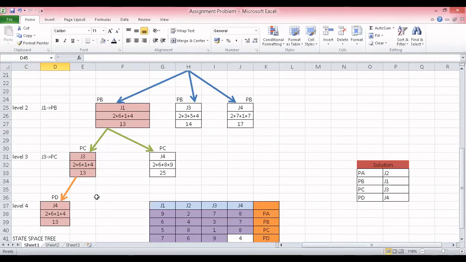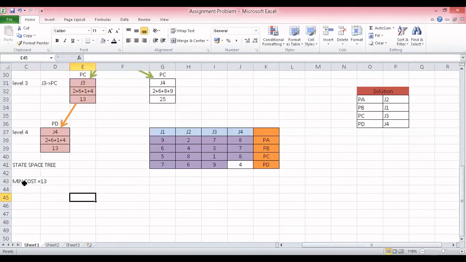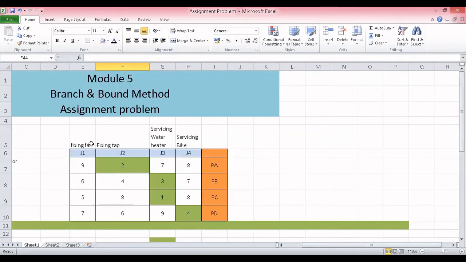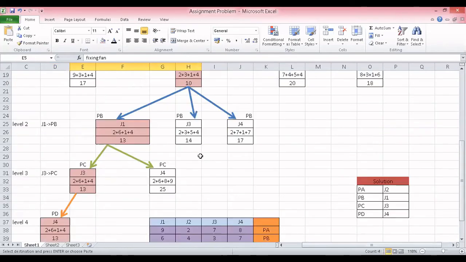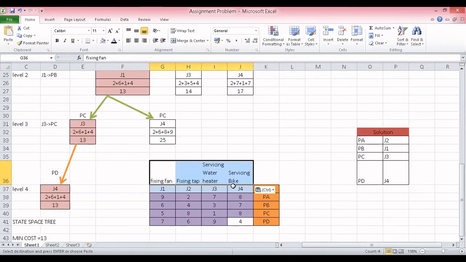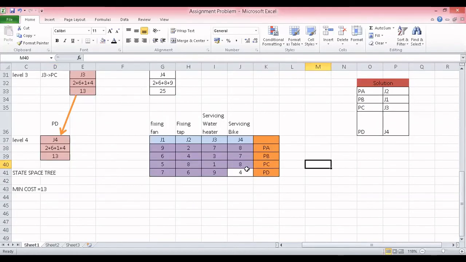Now, coming to this minimum cost of 13, which job will you give to whom? So these are the jobs. Job 1 is fixing the fan. Job 2 is fixing the tap. Same way, job 3 is servicing the water heater. Job 4 is servicing your bike.